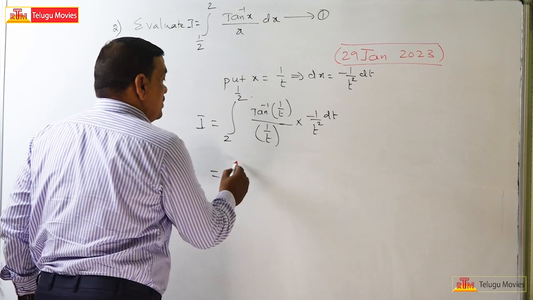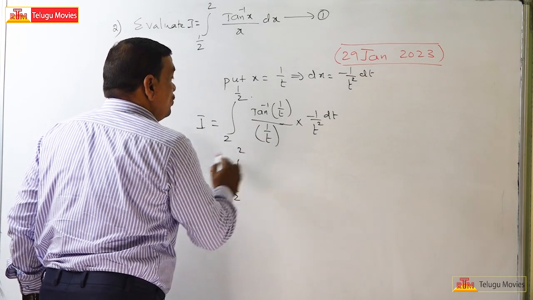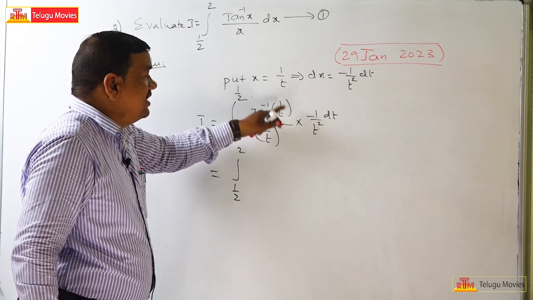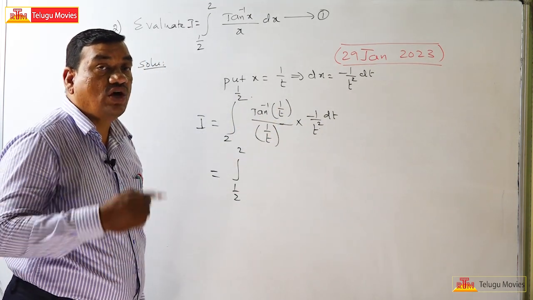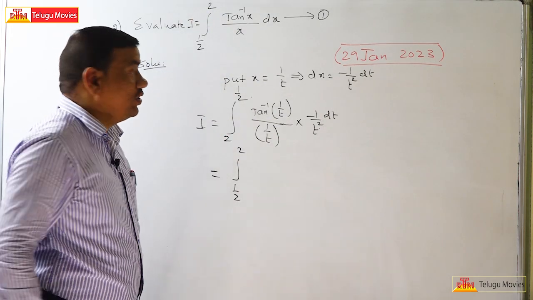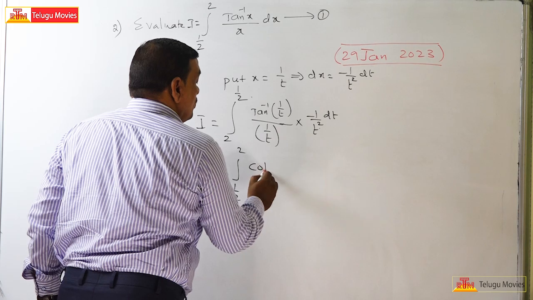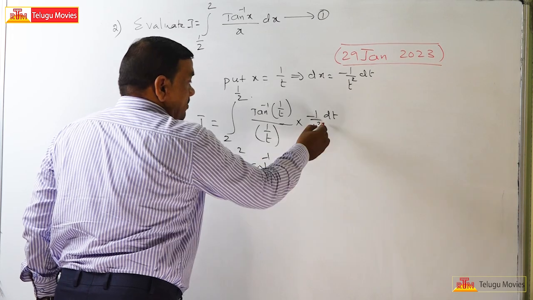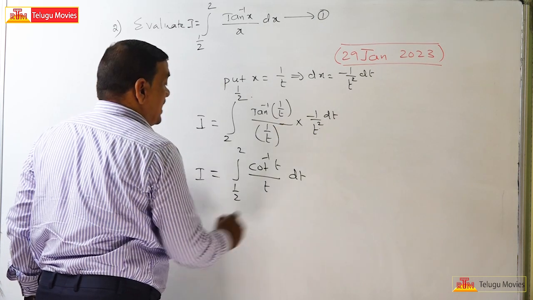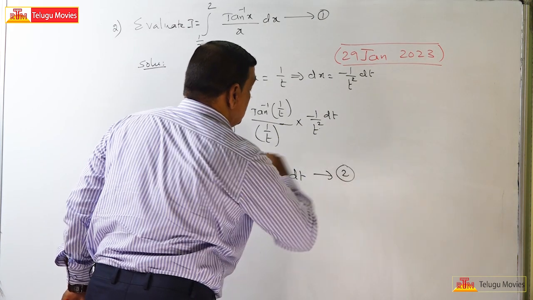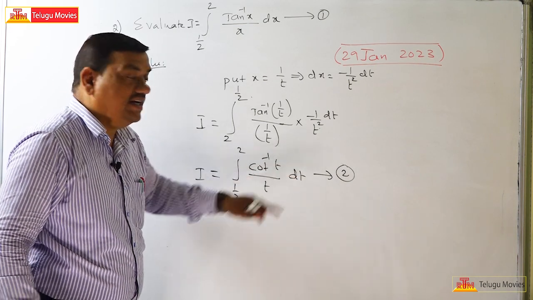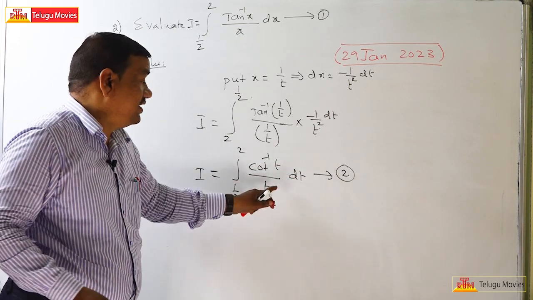So this is equal to the integral 1 by 2 to 2, and here 1 by t will get cancelled. Tan inverse of 1 by t, tan inverse of 1 by x, is nothing but cot inverse of x under these limits. So this is equal to cot inverse of t by t dt. Call it I, the second equation. See here, t dt, they are just dummy variables.